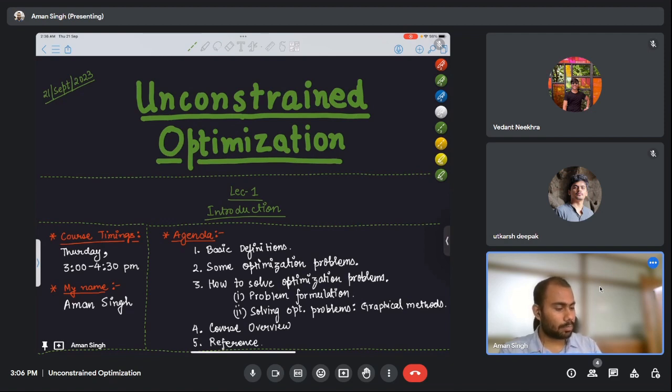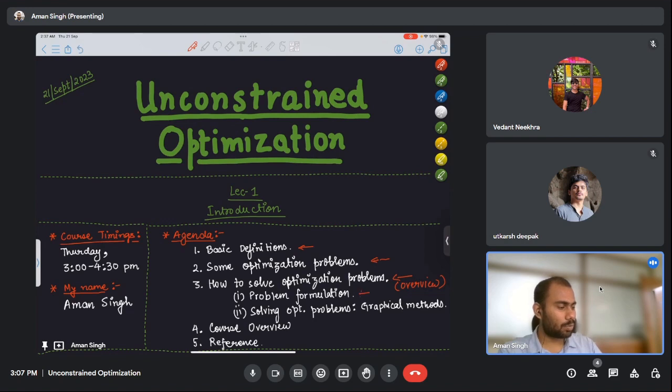The agenda for today is we'll try to derive some basic definitions related to optimization. We'll look at some of the basic optimization problems. These will be very introductory problems, and we'll also see some applications in real world scenarios today, and some popular examples as well. And then we'll briefly look over how to solve an optimization problem. This will be an overview today, and we'll go deeply into it in the upcoming lectures.